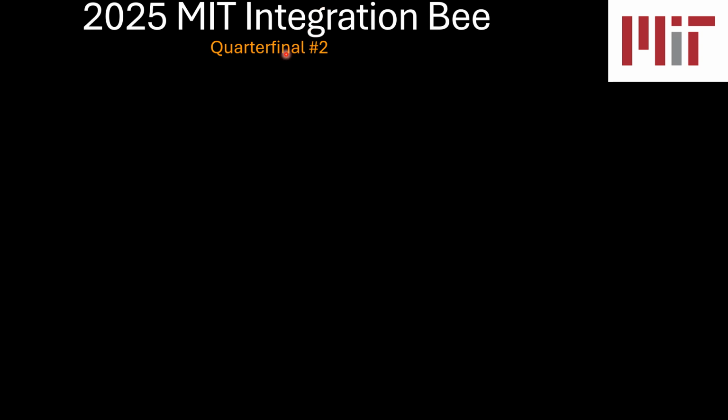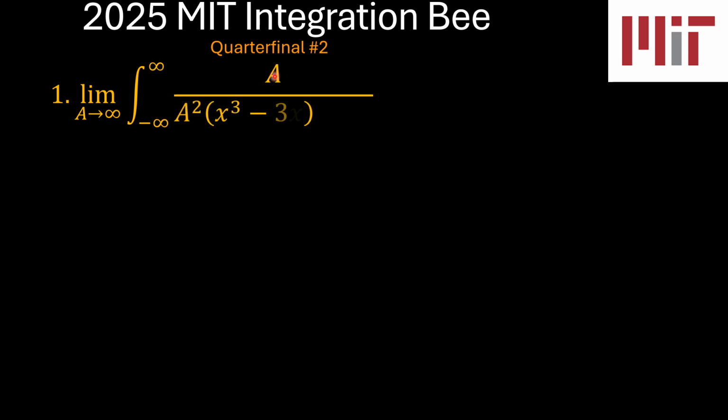So we are moving forward to quarterfinal number 2 of the 2025 MIT Integration Bee, where the first question was the limit as a tends to infinity of the integral from x tending to negative infinity to x tending to positive infinity of a over (a squared times (x cubed minus 3x) squared plus 1).